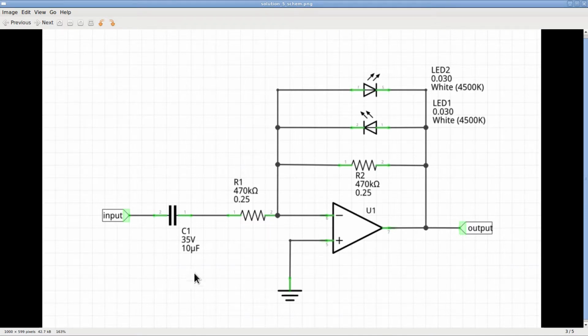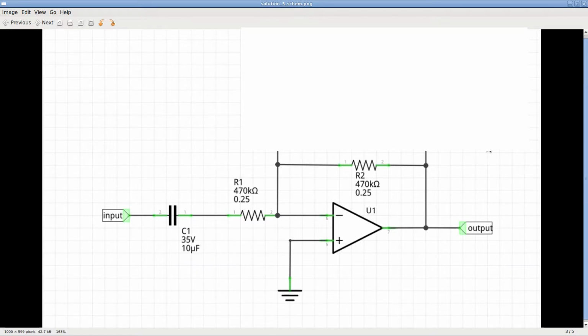For a moment, pretend that the 2 LEDs toward the top are not there. Since the 2 resistors R1 and R2 have the same value, the circuit behaves like an amplifier with a gain of 1. The capacitor C1 is used to remove the possible DC component from the input signal, like in one of the 3 circuits we examined in the previous episode.